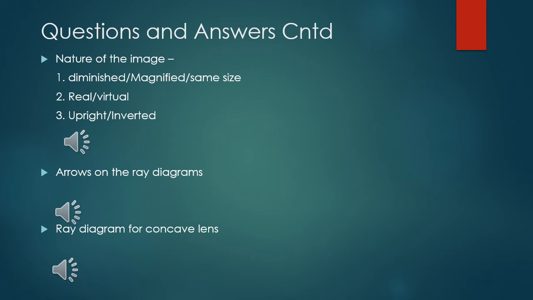From the image you have drawn, we need to see the size of the image, whether it is diminished or magnified. We need to see whether it is real or virtual. We need to see whether it is upright or inverted. So only if you draw the image there, we can see the nature of the image.